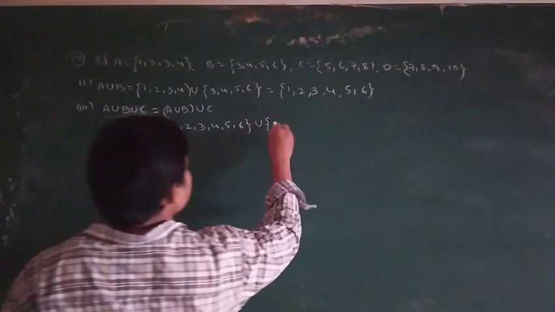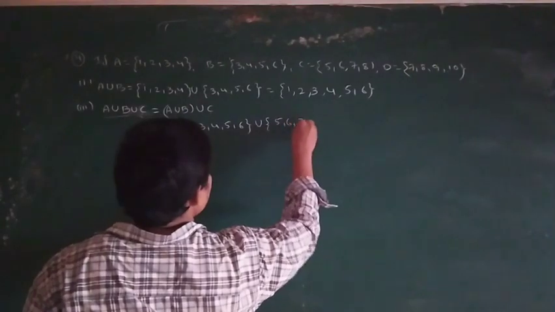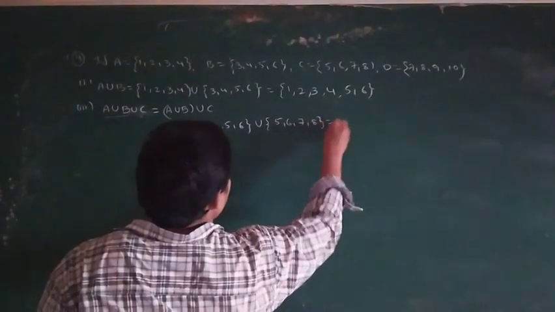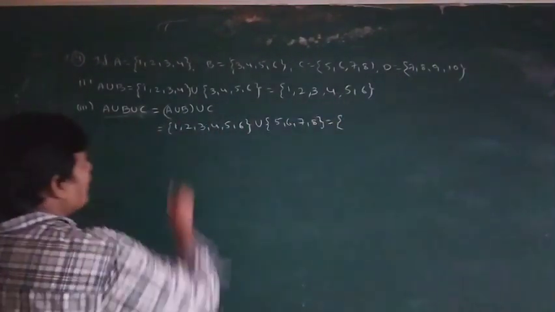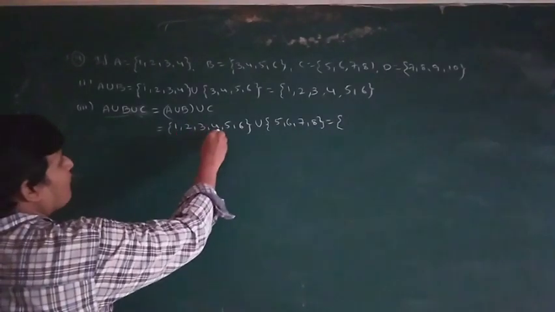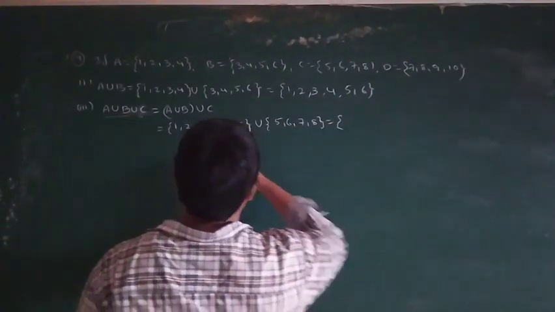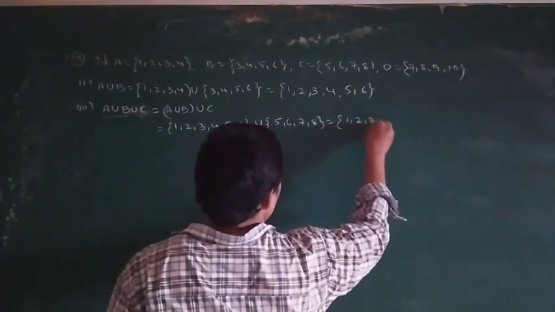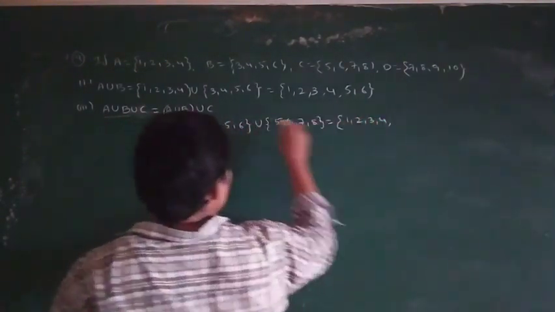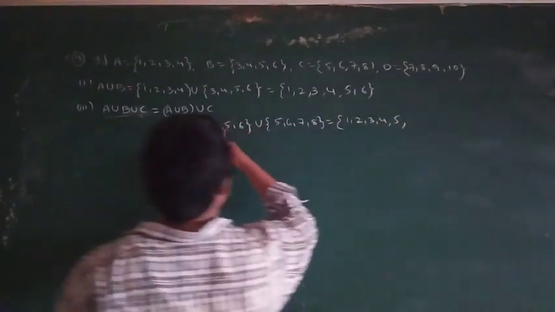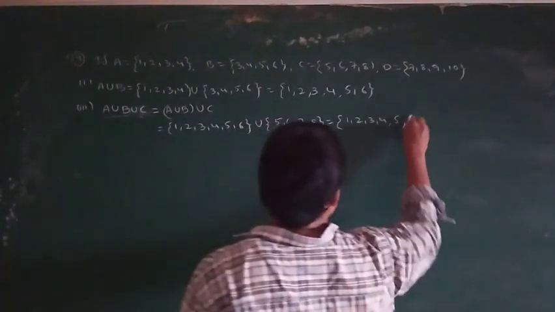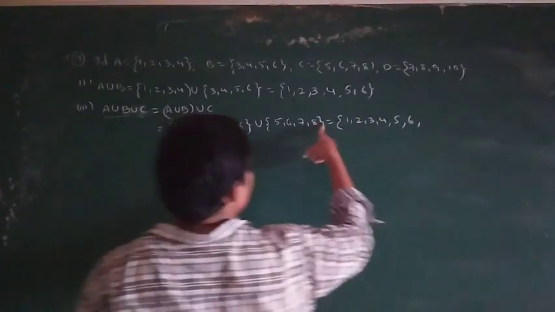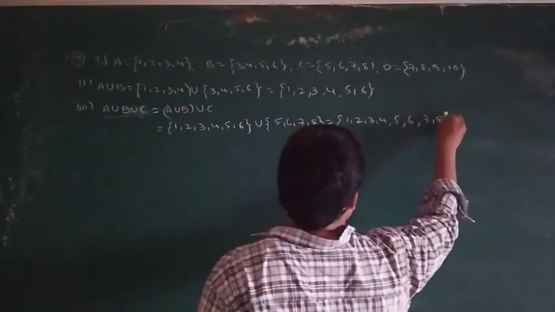So what is C? C is equal to 5 6 7 8, union 1 2 3 4 up to 4. Only the first set has 1 2 3 4. Then 5 occurs 2 times, write it one time. Next 6 occurs 2 times, one time. Next 7 8.